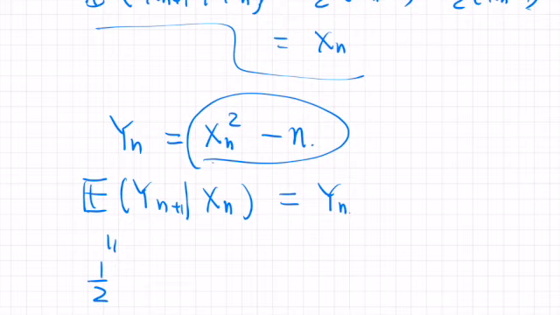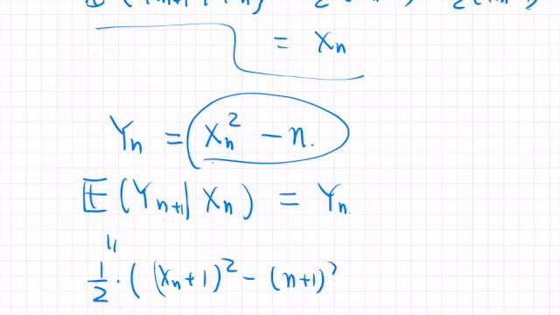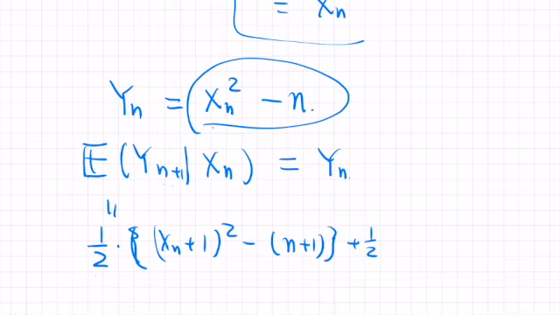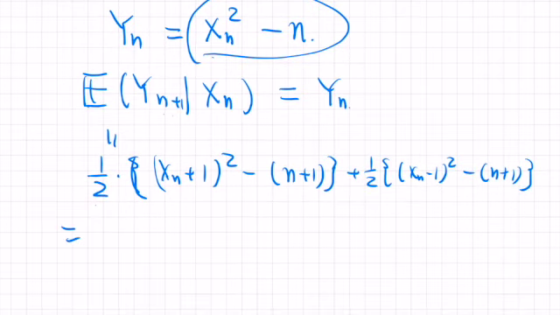The conditional expectation will be 1/2, and xn will be increased by 1 with this probability. So the value of yn plus 1 would be xn plus 1 squared minus n plus 1, or with the same probability, it will be xn minus 1 squared minus n plus 1. If you expand this, we have xn squared plus 2xn, and the one from here will be cancelled by the one from there, so it will be minus n.